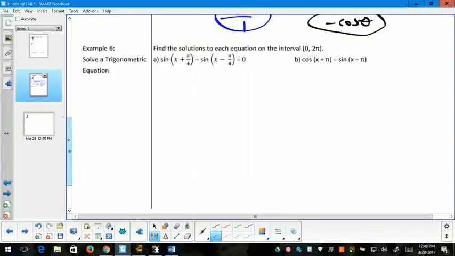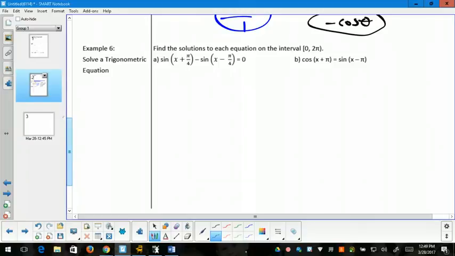Find the solutions to each equation on the interval from and including 0 up to 2 pi. So we're now going to use our identities to solve trigonometric equations. Yesterday, all we did was expand them. I would get familiar with using the trigonometric identities, the sum and difference identities, and how to simplify expressions with them and write exact values. But now we're actually solving equations using them.